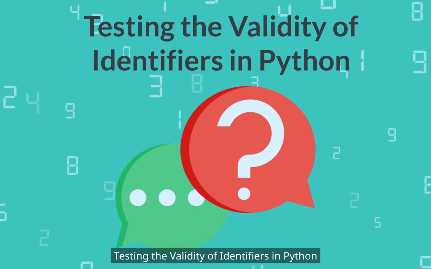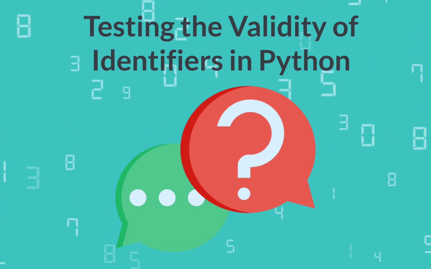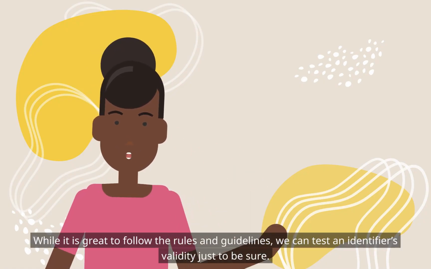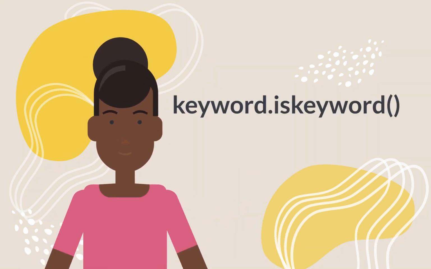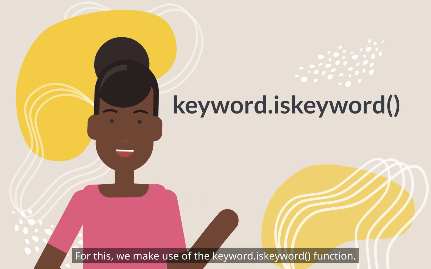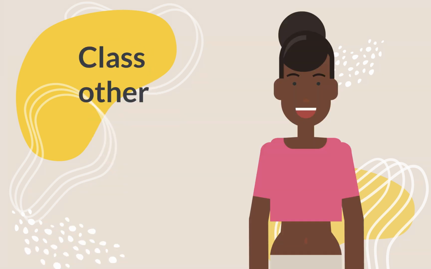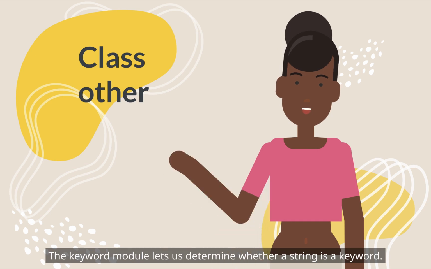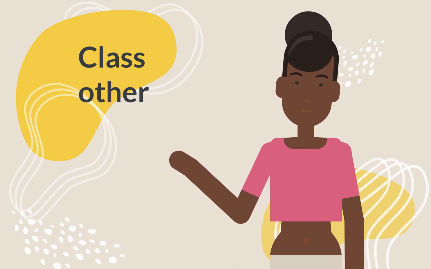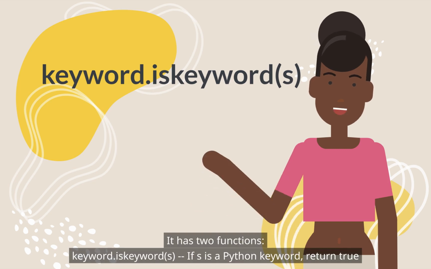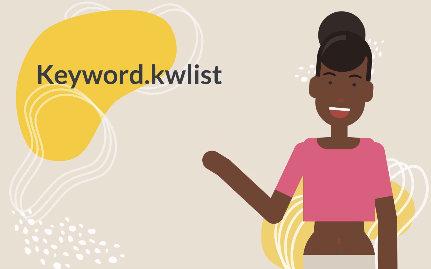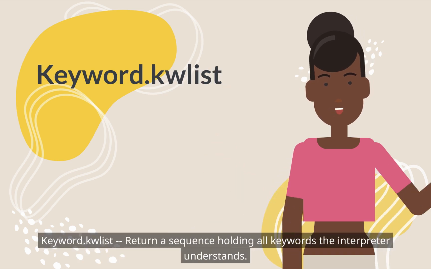Testing the validity of identifiers in Python. While it is great to follow the rules and guidelines, we can test an identifier's validity just to be sure. For this, we make use of the keyword.iskeyword function. The keyword module lets us determine whether a string is a keyword. It has two functions. keyword.iskeyword(s): if s is a Python keyword, return true. keyword.kwlist returns a sequence holding all keywords the interpreter understands.